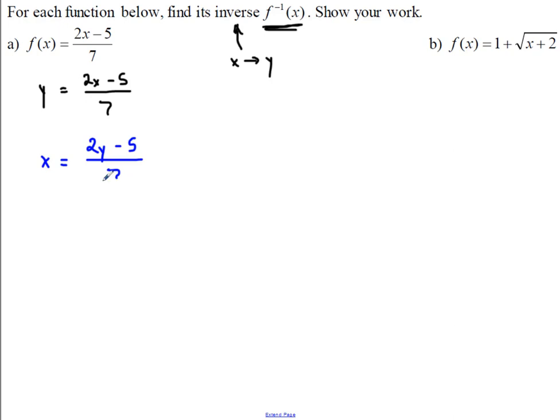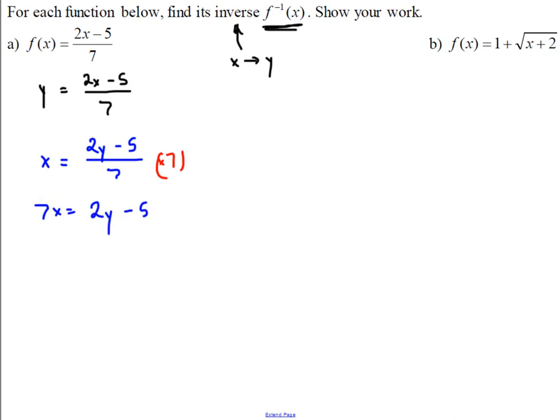I'm going to get rid of this 7. So how do I get rid of that 7? Well, multiply both sides by 7. As a result, 7 over 7 becomes 1. Whatever I do to one side, do to the other. So we get 7x equals 2y minus 5.